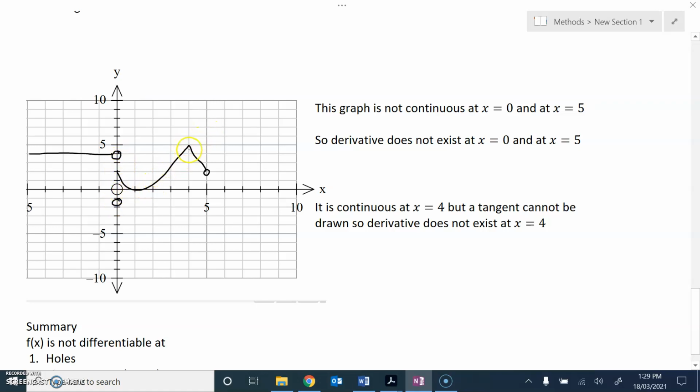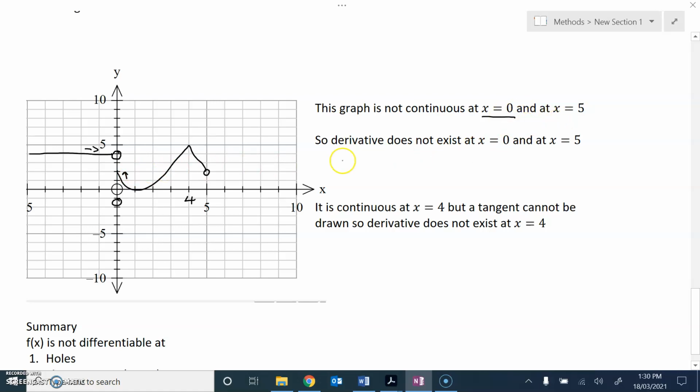I get to a sharp point here at x equals 4. And I get to a hole at x equals 5, or an end point. It doesn't really matter whether it's a hole or an end point. Because it's an end point, it's not differentiable anyway. So what do we say about this? This graph is not continuous at x equals 0 because I have to lift my pencil. The limits are not the same. If I limit approaching from the negative will get me to 4. Limit approaching from the positive gets me to 2.